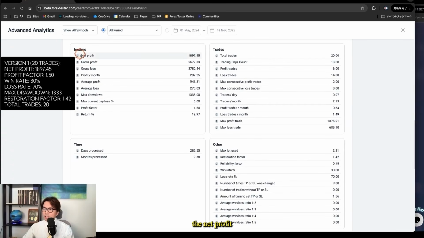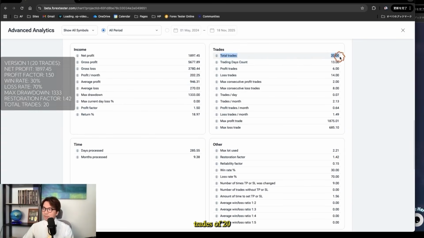Okay, so the net profit was $1,897.45 out of a $10,000 account. The profit factor was 1.50, and the win rate was 30%, losing rate was 70%. My max drawdown was 1,330, and the recovery factor was 1.42, and that was a result of a total of 20 trades.